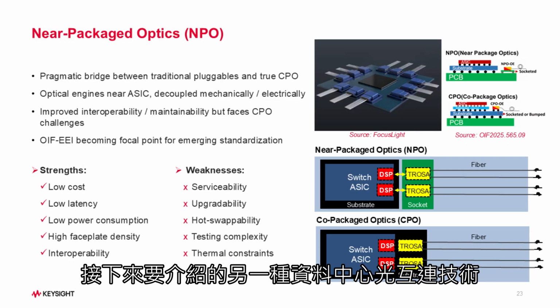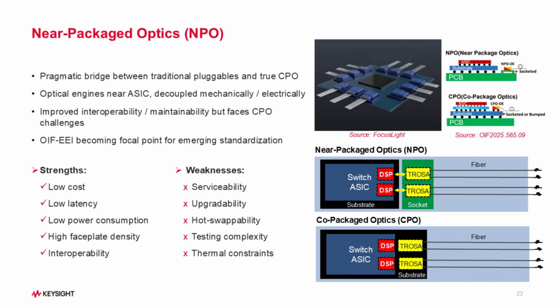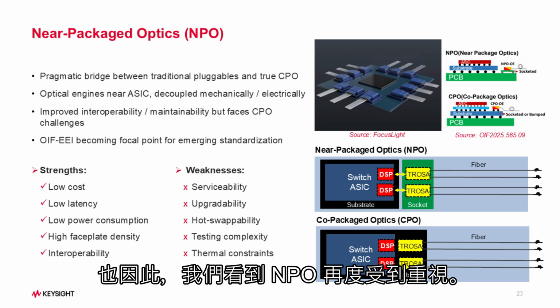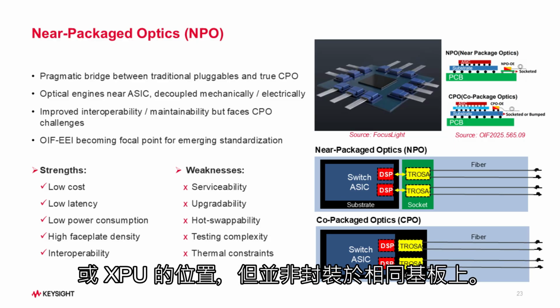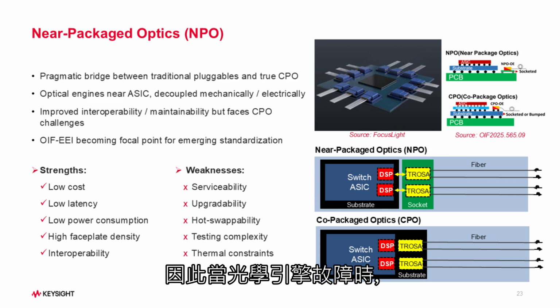The next type of optics in the data center that we're going to talk about is near packaged optics, NPO. And near packaged optics have lingered around for at least a decade or so. However, the need for such an interconnect did not materialize until the AI era. And that's why we're seeing NPO come back to life. NPO packages the optics closer to the switch or the XPU without being on the same substrate. It often uses sockets for maintainability. So when an optical engine fails, it can be replaced in isolation.